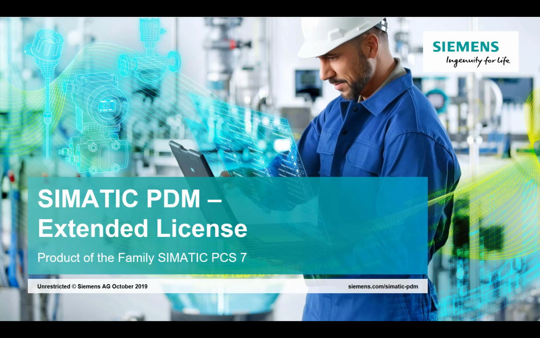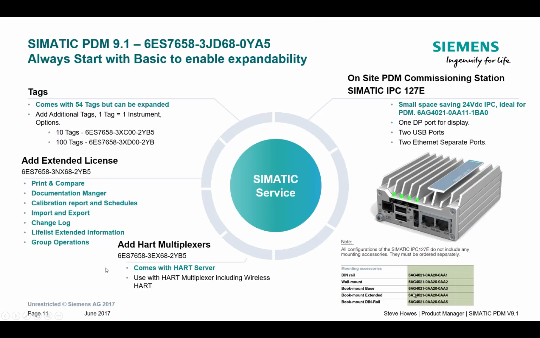So if we have a look at one of our previous slides, if you've watched our previous blogs, this is the service license that comes with the basic license and an additional 50 tags, so 54 tags in all. And these are the bolt-on licenses that you can purchase, and today we're going to be looking at the extended license. So this can be purchased after and added to the original license at a later date if you want to spread the costs.